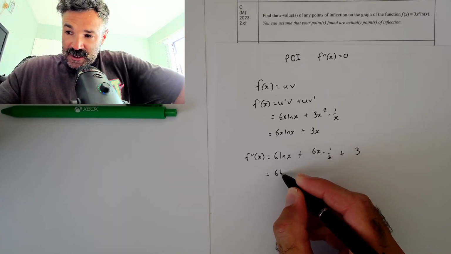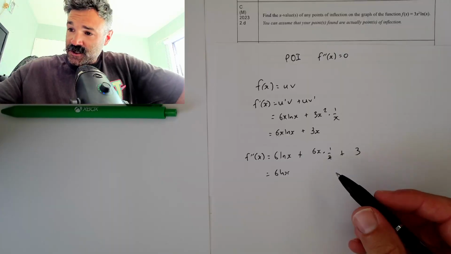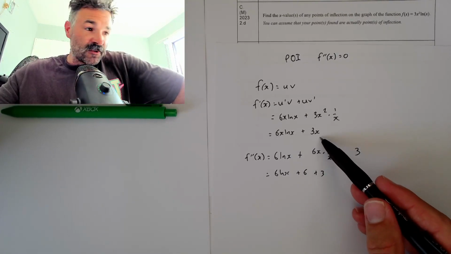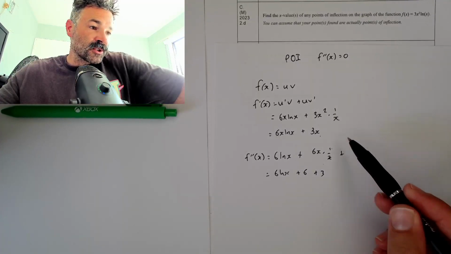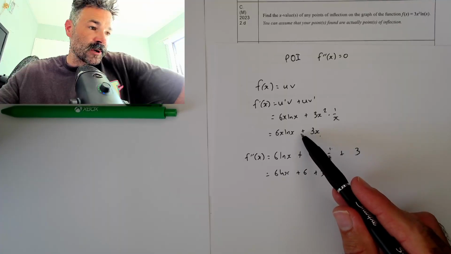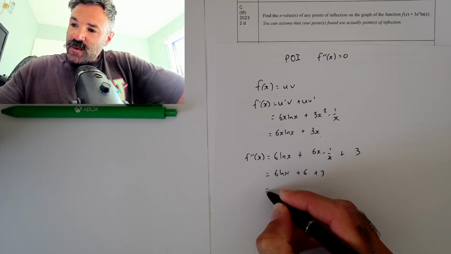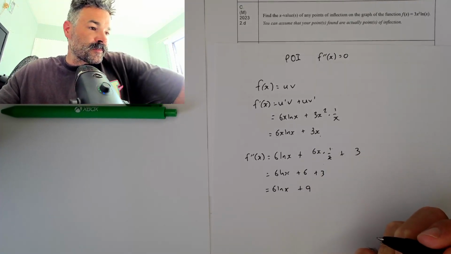So we end up with 6 ln of x. Again, 6x divided by x is just 6. And we've got a 3 here, which is me just differentiating this 3x. So these two are my product rule, and this extra 3 is this differentiated, separated by a plus. Tidying that up, we have 6 ln of x plus 9.